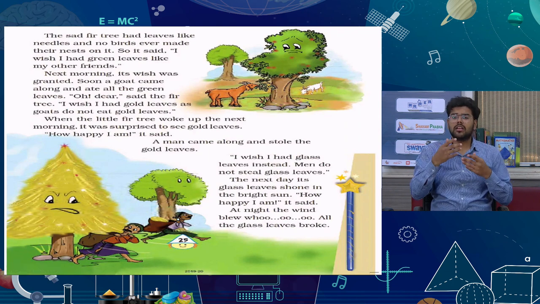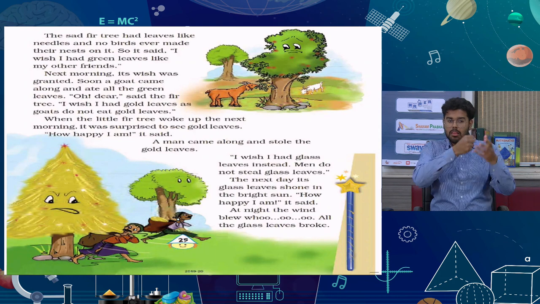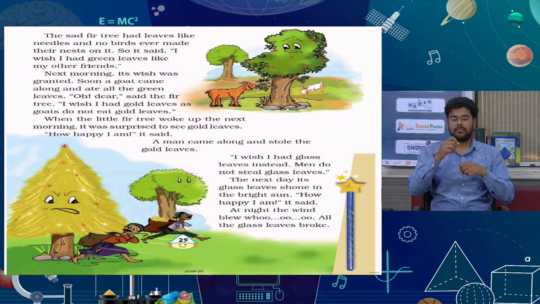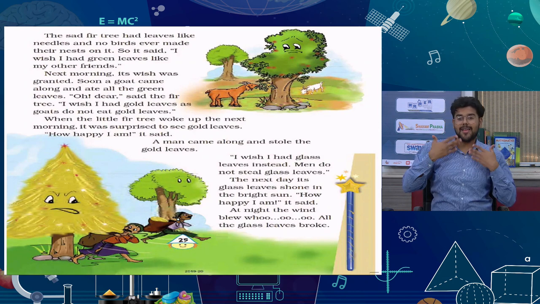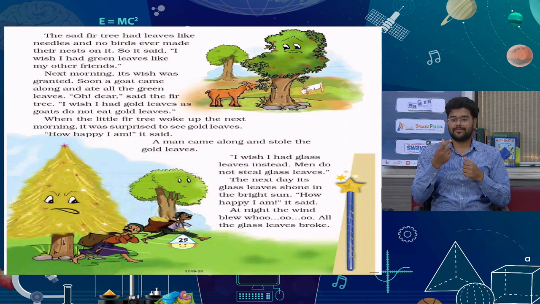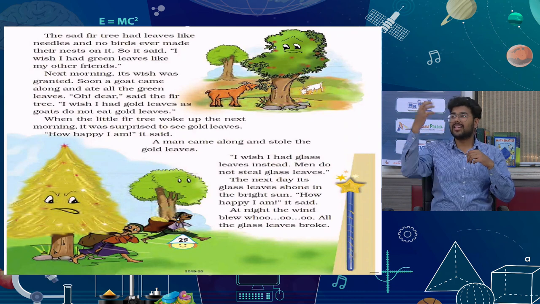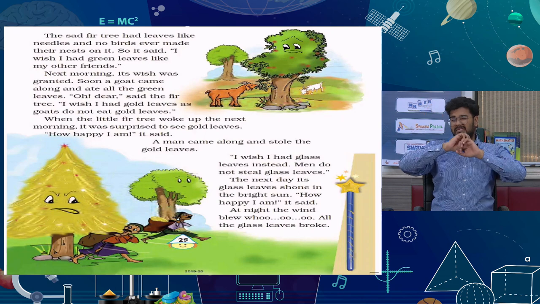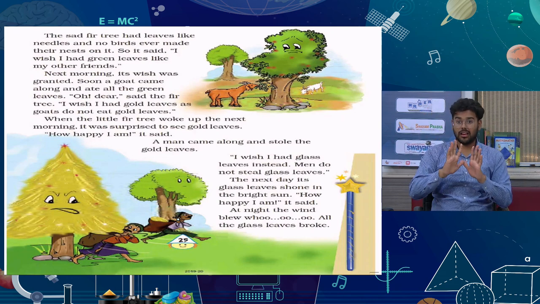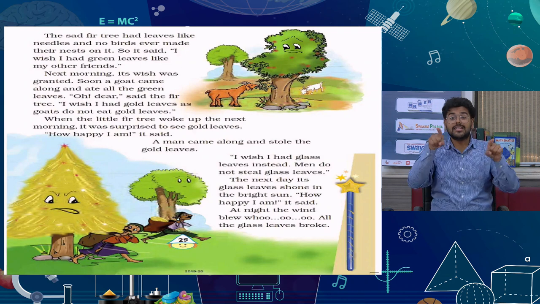The next morning, its glass leaves showed the bright sun. How happy I am, it said. अगले दिन उसने सोचा कि क्यों ना मेरे पत्ते ग्लास जैसे बन जाएं ताकि चोर आके मेरे पत्तों को ना चुराए. अगली सुबह जब वो उठा तो सूरज की चमकती रोशनी जब इन ग्लास पे पड़ी तो ये ग्लासेस भी चमकने लगे. आपको पता है बच्चे, जब सूरज की किरणें किसी भी ग्लास वाले सामान पर गिरती हैं वो चमकता है, तो ये पत्ते भी उस तरह से चमकने लगे.